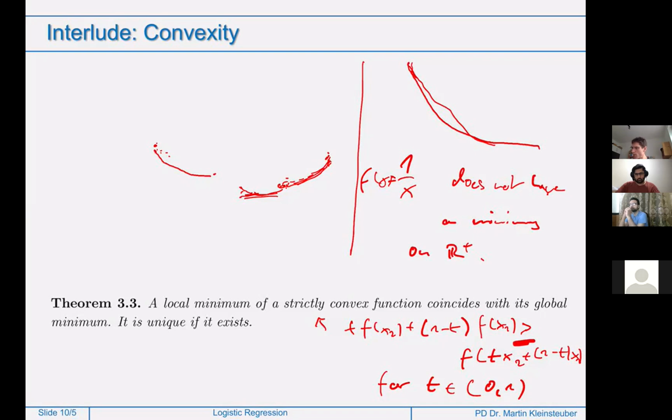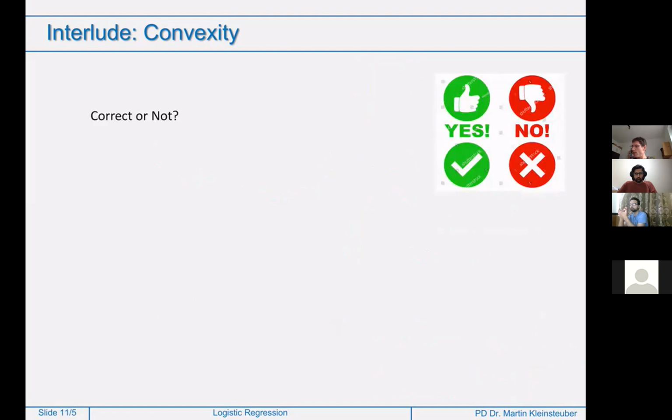Good. That means if we can replace our function, the 0-1 loss, with an appropriate convex function, then we are happy, because then it's enough to search for a local minimum, and then the local minimum would automatically be a global minimum if we find it. That's the idea. So let's go to some yes or no questions, and let's see how that works.